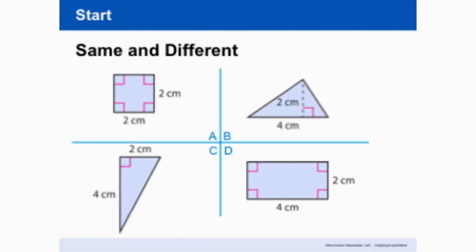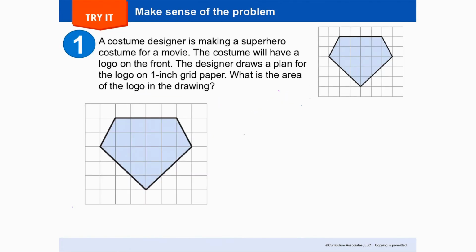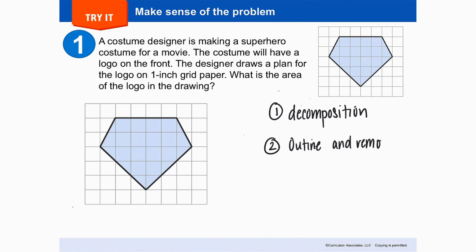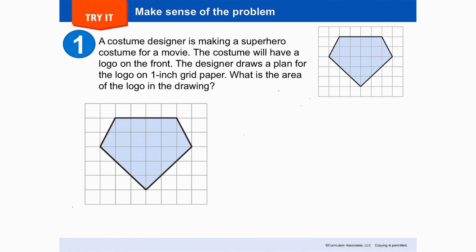Okay, looking at our first one here, I've actually just taken this picture and made it a little bit bigger because I am going to show you two ways to solve it. The first way that we're going to look at is decomposition. This is where we're breaking apart the polygon into several different shapes. The second way that we're going to do it is an outline and remove. Okay, so the first way we're going to start with is decomposition. So let me go ahead and erase this real quick so we have some room to work.